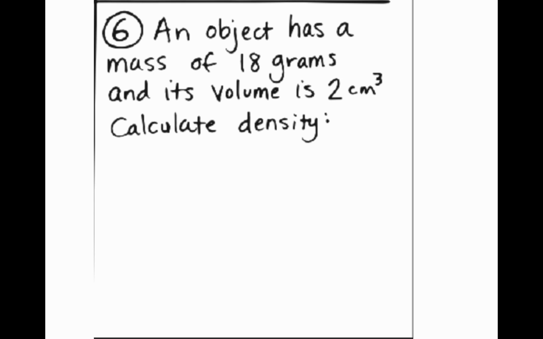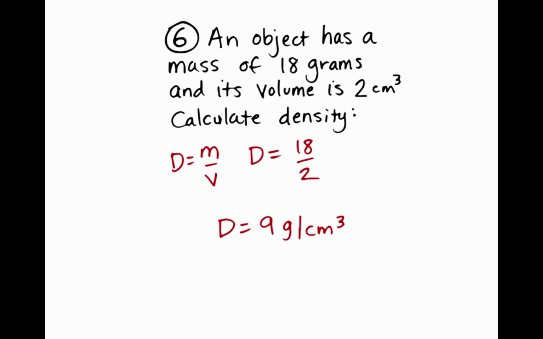Number 6, an object has a mass of 18 grams and its volume is 2 centimeters cubed. And so what is the density? Density is mass divided by volume, so it's going to be 18 divided by 2. And so our density for number 6 here is going to be 9. 18 divided by 2 gives us 9 grams per cubic centimeter.